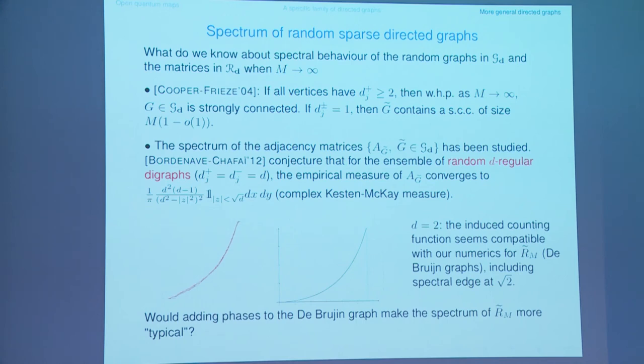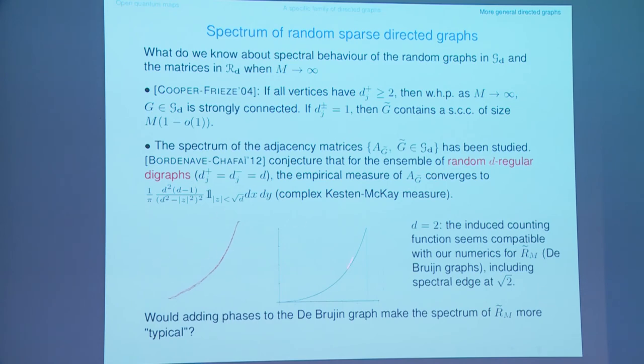Call it a complex Kesten-McKay measure. This is a directed graph generalization of the Kesten-McKay measure, which corresponds to the asymptotic spectral distribution for the random d-regular non-oriented graphs. Here d is just the number of outgoing edges and the number of incoming edges.